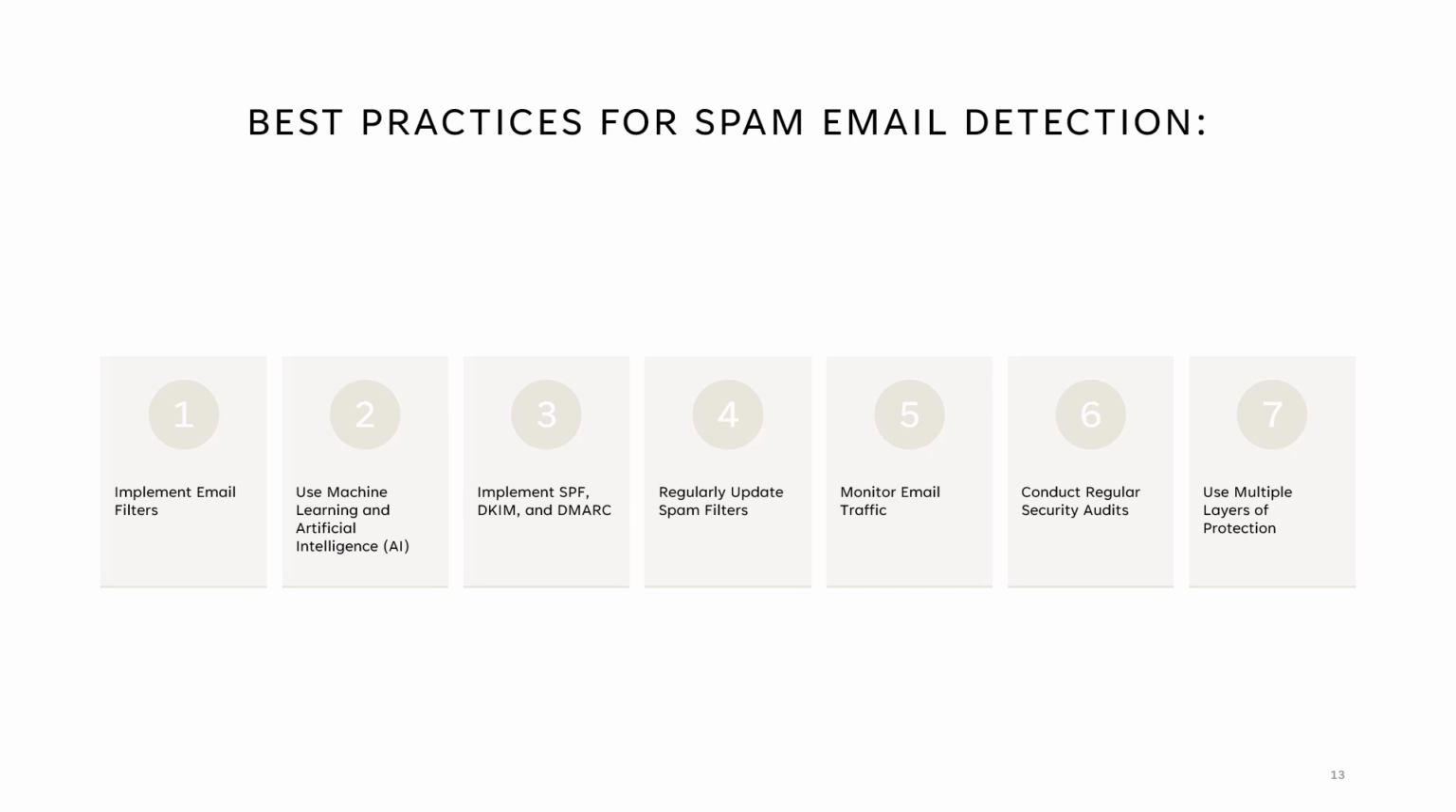Conduct regular security audits. Conduct regular security audits to ensure that your spam security measures are up to date and effective. This can help you identify vulnerabilities and take steps to prevent spam emails from getting through. Use multiple layers of protection. Use multiple layers of protection such as firewalls, antivirus software, and intrusion detection systems to help protect against these spam emails.